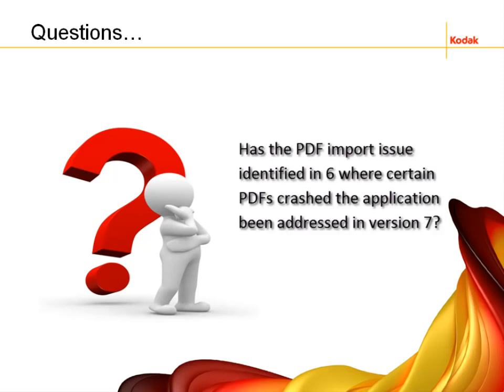Okay. Has the PDF import issue identified in version 6, where certain PDFs crashed the application, been addressed in version 7? It's a fair answer for me to say I don't know, because I don't know the details surrounding that. I do know that we now have the ability to work with Acrobat X, Acrobat 10, or the PDF library associated with that. So maybe that particular file was based on the newer PDF library that PREPS couldn't handle at the time, but I don't know without having more information.